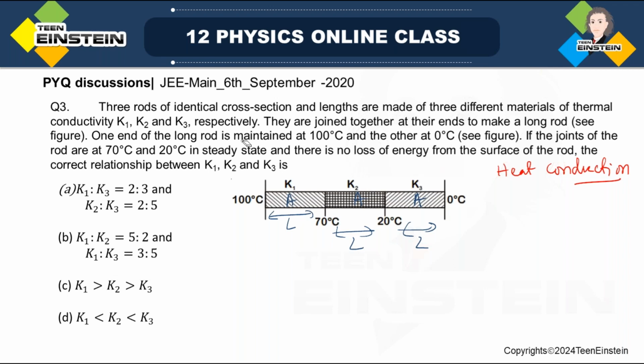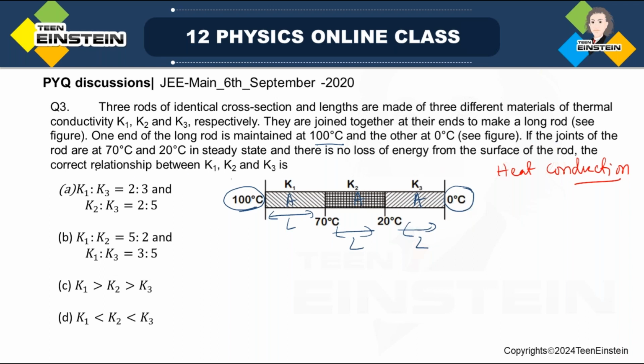Now the question is, they are joined together at their ends to make a long rod as shown in the figure. Yes, they have been connected, these three. After connecting them, I get a long rod of some 3L length, and one end of the long rod is maintained at 100 degrees centigrade temperature, and the other end is maintained at 0 degrees centigrade temperature.